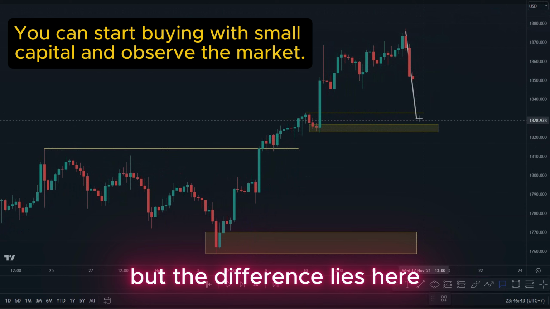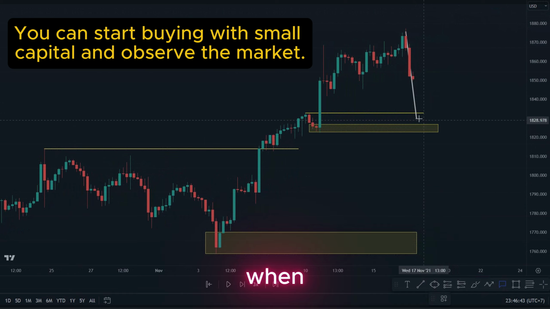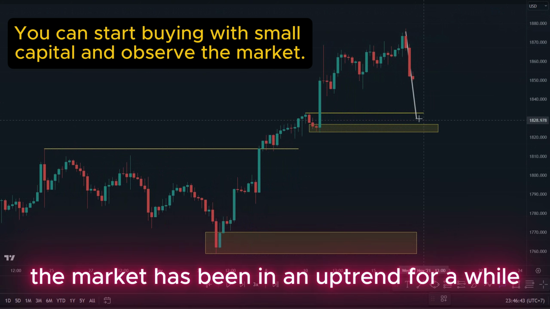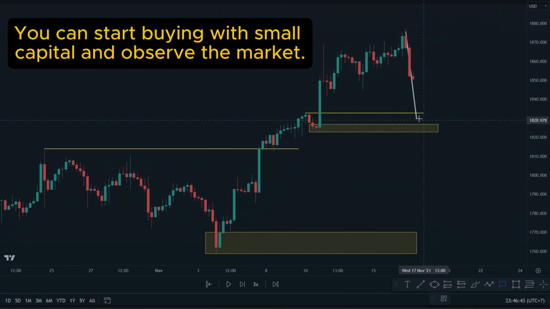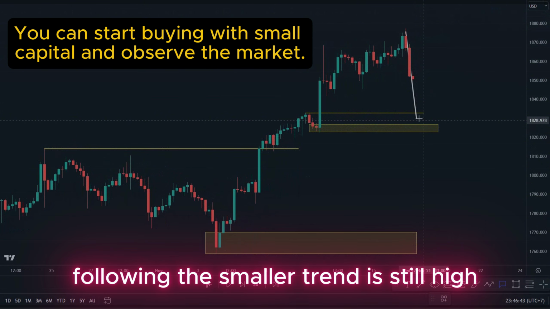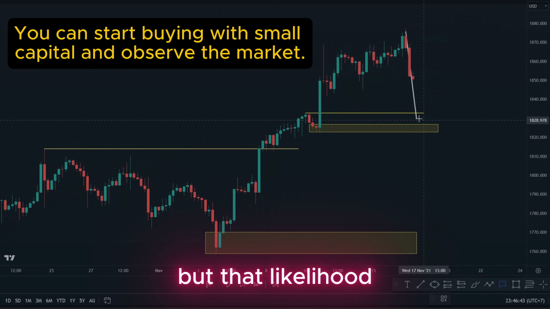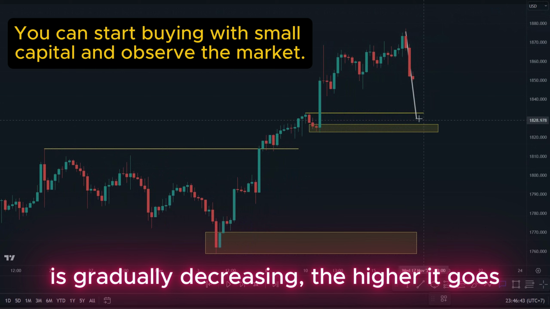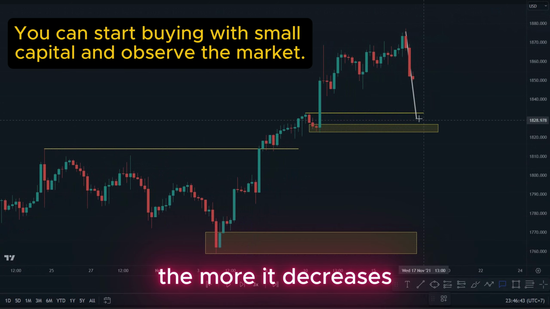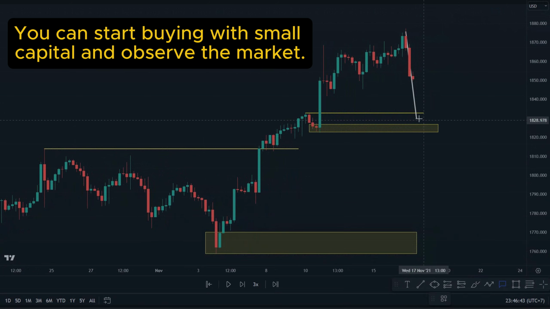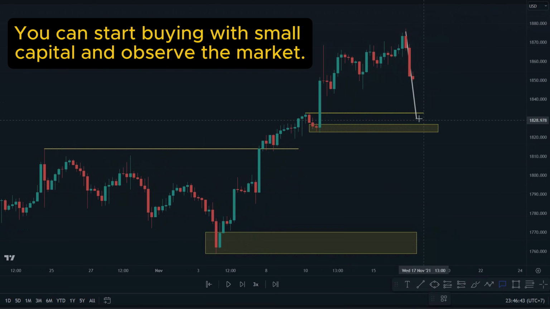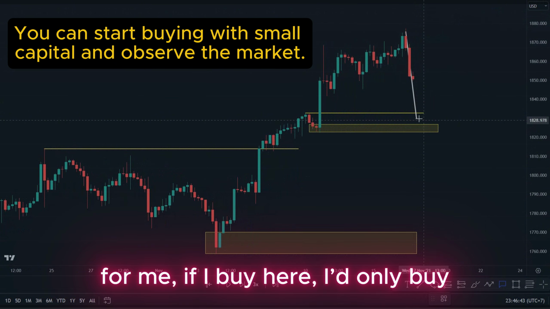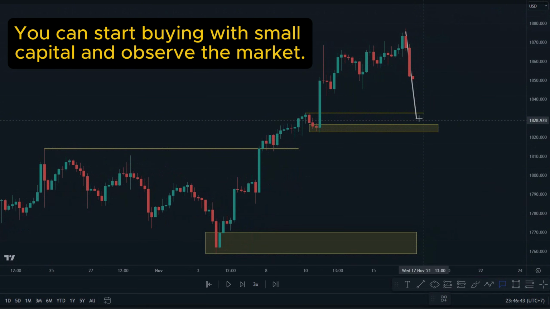But the difference lies here. When the market has been in an uptrend for a while, rising high like this, then the likelihood of it continuing the uptrend following the smaller trend is still high. But that likelihood is gradually decreasing, the higher it goes, the more it decreases. So when buying here, experienced traders will buy, but only buy a little. For me, if I buy here, I'd only buy a maximum of 20% of my total capital.